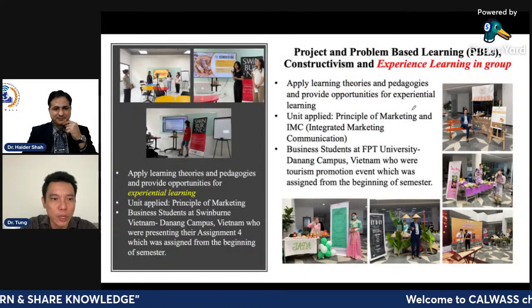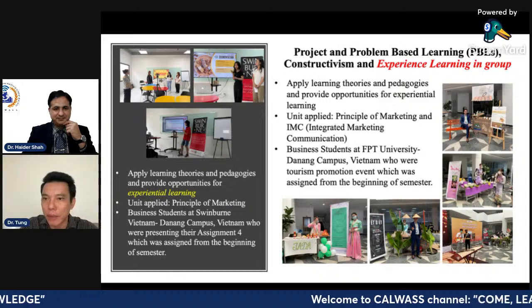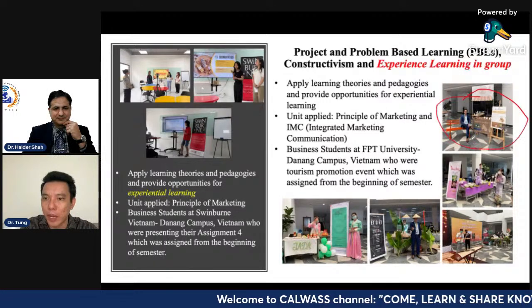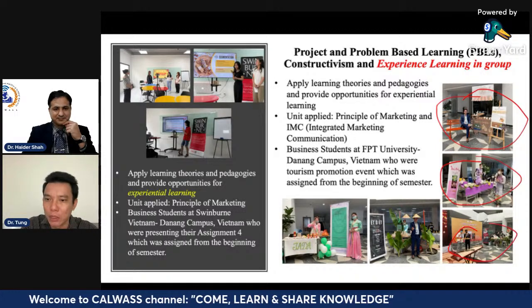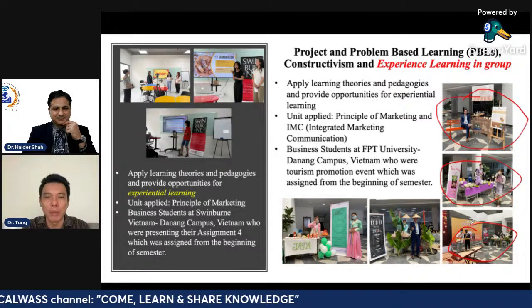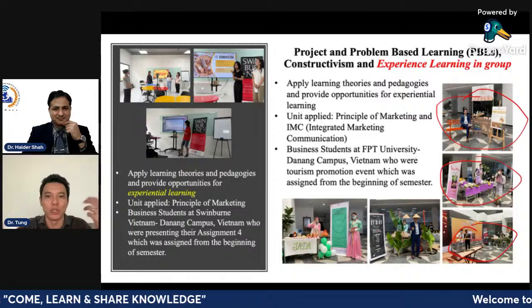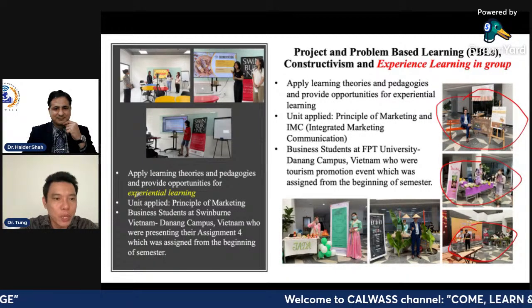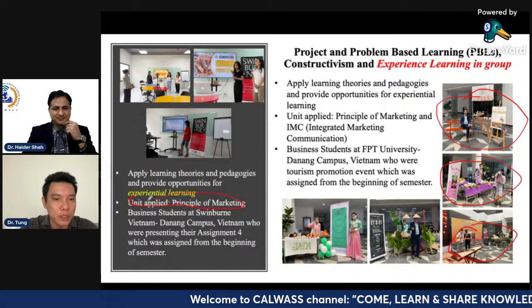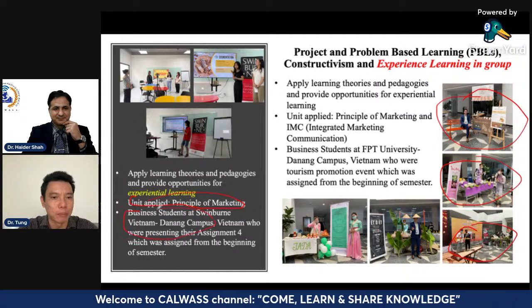The next is, you can see that this is their fair. This is me. This is the coffee shop of my student. This is a food shop. This is a music performance. The students write music performances to attract customers, to attract people to go to their shop and buy things. So the unit I apply is the principle of marketing for business students at Swinburne, Vietnam.